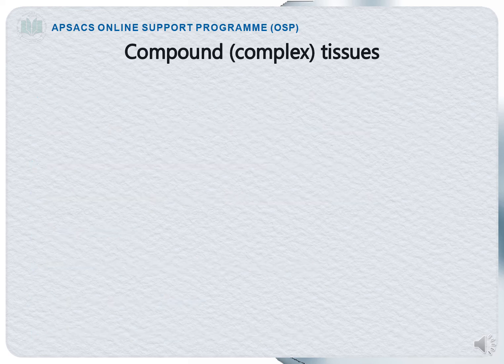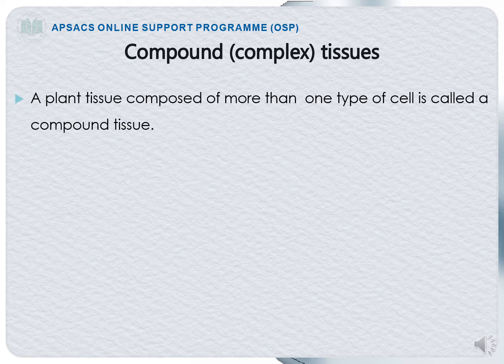Compound complex tissues. A plant tissue composed of more than one type of cell is called a compound tissue. Examples are xylem and phloem tissues. As you all know, xylem helps in the conduction of water and phloem helps in the conduction of food materials. So this was your today's lecture.